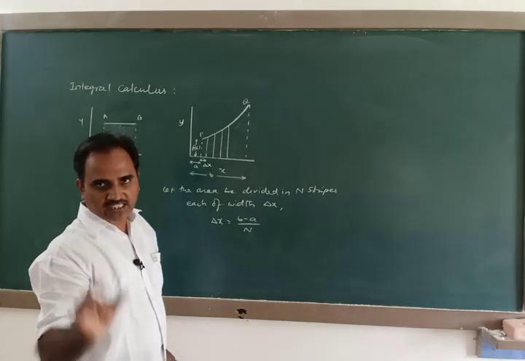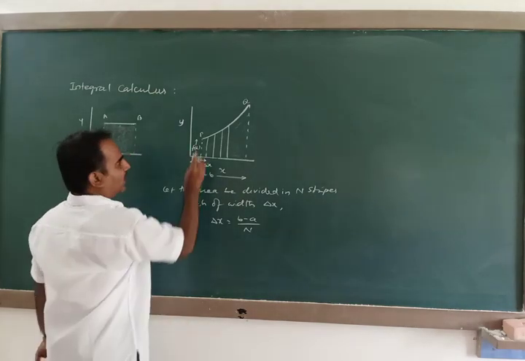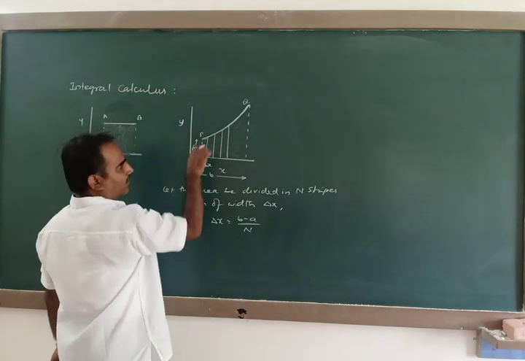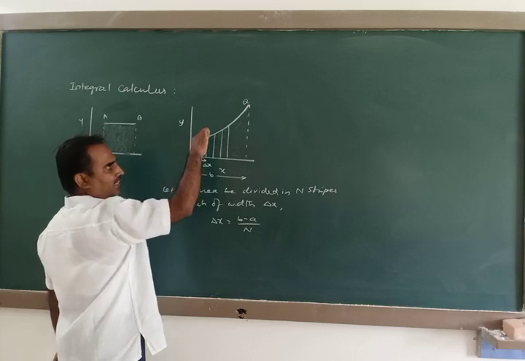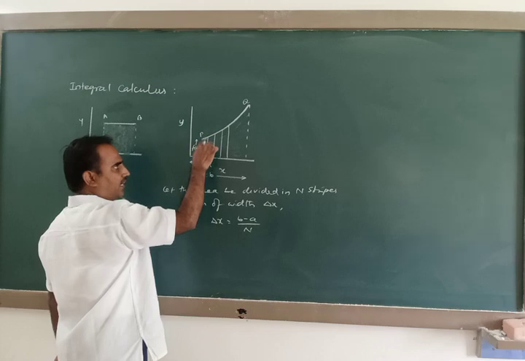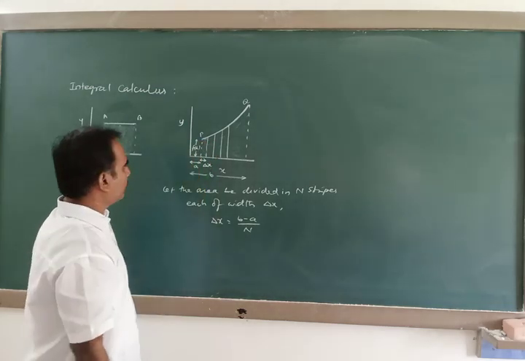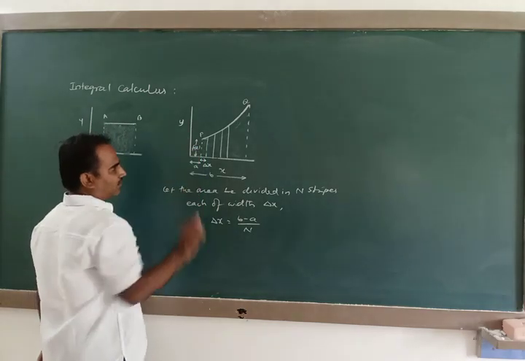Actually, it won't give exact area of the strip, but neglecting this triangular part, the remaining most part of the area is given by f(a) into delta x. So this is f(a).